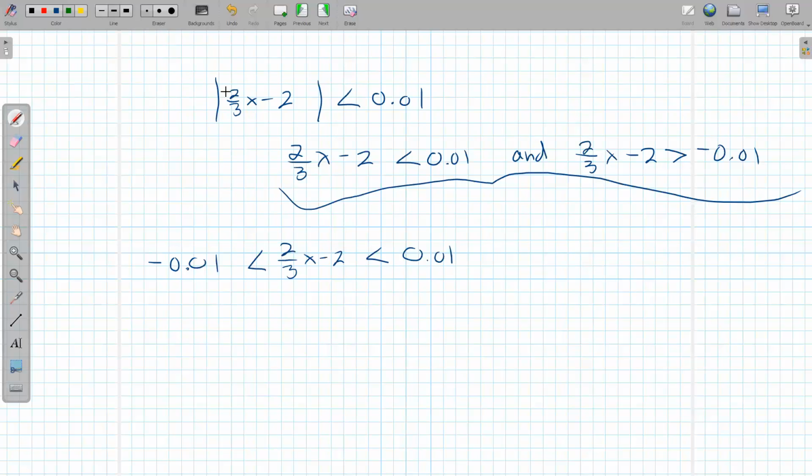Now to solve this right here, I just treat it like a regular algebraic thing, but when I add the 2, I have to add the 2 in all parts. And so that cleans up a little bit to 2/3 x is less than 2.01 and greater than 1.99. And you can see kind of we're looking on each side of 2 here. And then to convert this to x values completely, I have to get rid of the 2/3. So we'll multiply both sides by 3/2, or all 3 sides by 3/2.